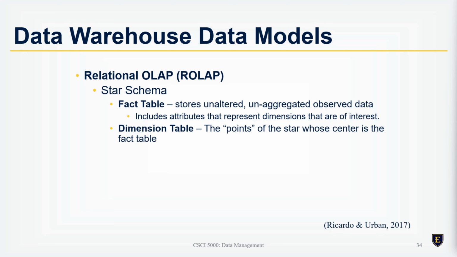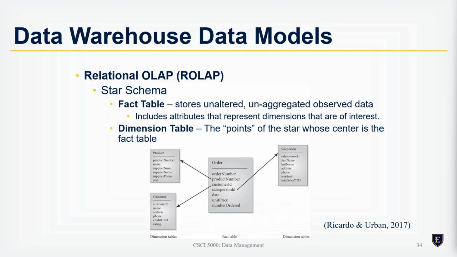and the center is the fact table. So let's take a look at a basic ER diagram that shows us a star schema. Here we see we have an order, which is the fact table. And what are the facts? Well, we have order number, product number, customer ID, and salesperson ID. Those point out to the dimensions. But the facts are the date that the order happened, the unit price for the order, and the number of items ordered. But through this, we know which salesperson was associated with the order, which product was associated with the order, and which customer was associated with the order.